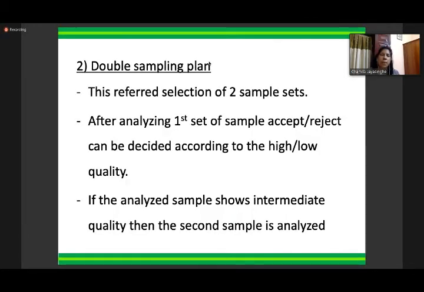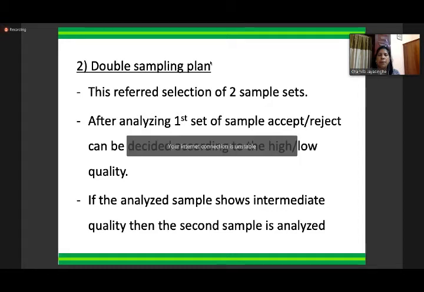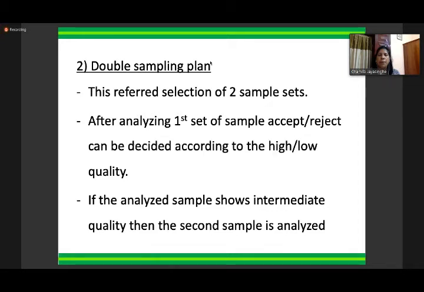When we come to the double sampling plan, this refers to selection of two sample sets. They take two sample sets. After analyzing the first set of sample, accept or reject can be decided according to high or low quality. If the analyzed sample shows intermediate quality, then the second sample is analyzed.